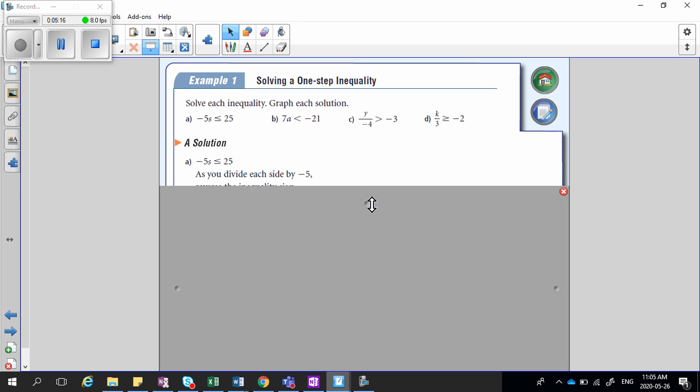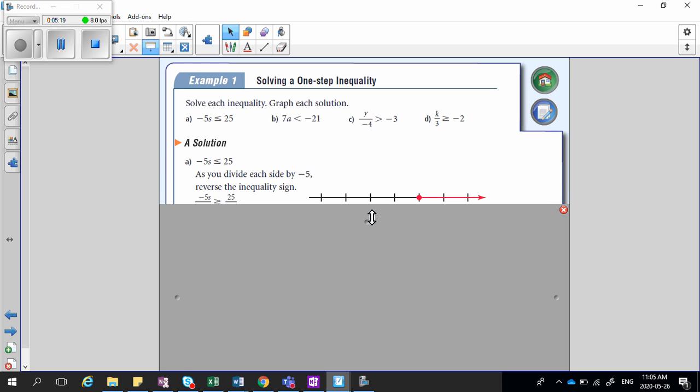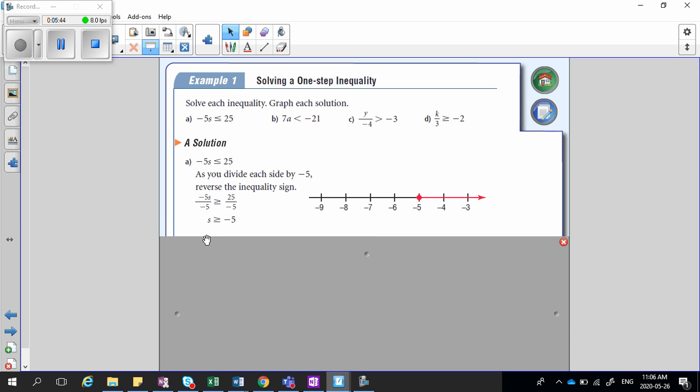As you divide each side by -5, reverse the inequality sign. So when we divide both sides of an inequality by a negative number, you have to flip that Pac-Man. Right now it says left side is less than or equal to right side, so it's going to become left side is greater than or equal to right side. So we divide both sides by -5, this side will become a 1, and this will become -5. So look, we have s is greater than or equal to -5.